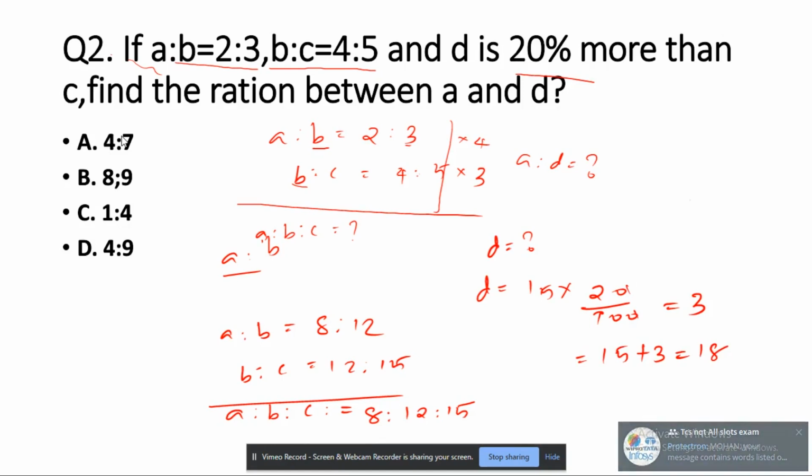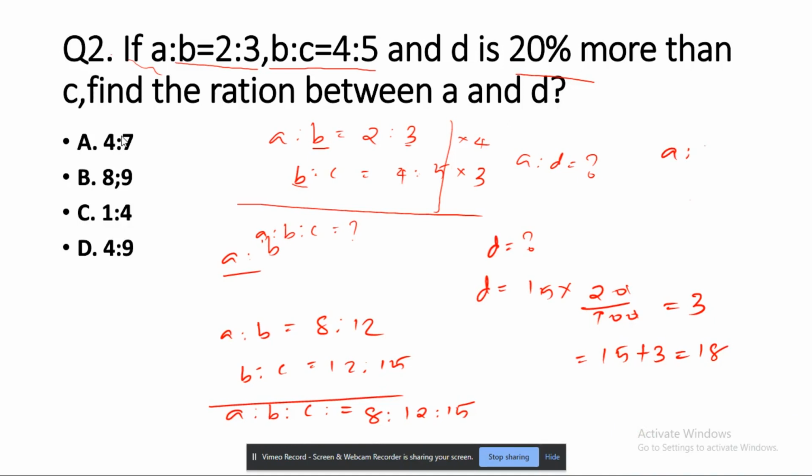So now you have to find the ratio between A and D. That is 8 is to 18. We can write 4 is to 9. This is the answer. 4 is to 9 is option D. Option D is the answer. Let's go to the third question.